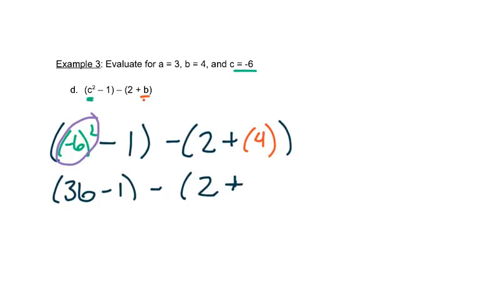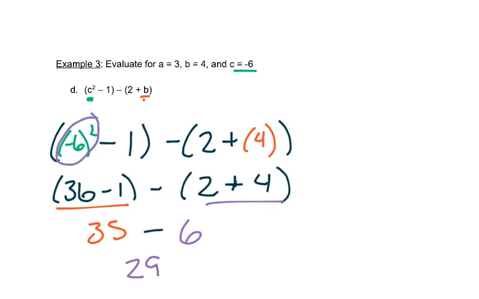There's nothing to do with this 4. There's nothing to multiply it by or exponent, so we don't need the parentheses around it. Then we need to do what's in parentheses, so we'll do 36 minus 1, which is 35. And we'll do 2 plus 4, which is 6. And 35 minus 6 is 29.